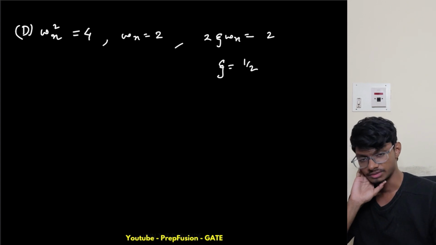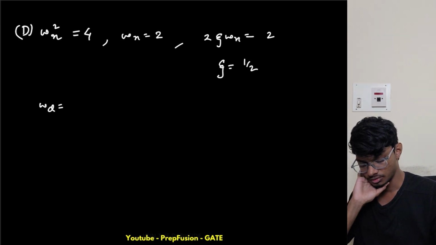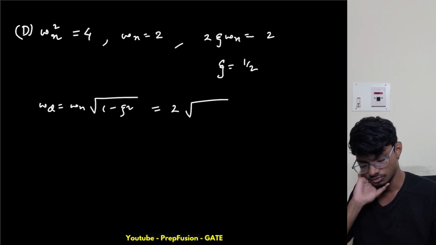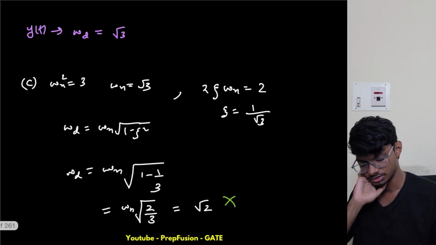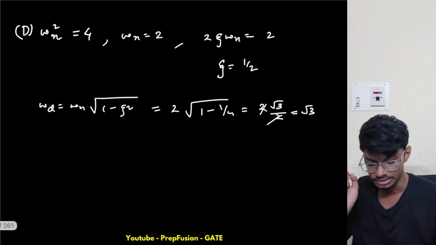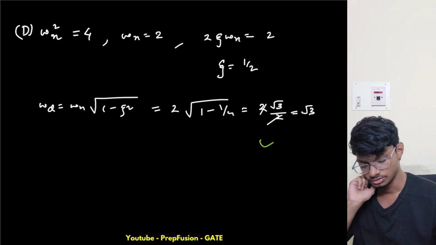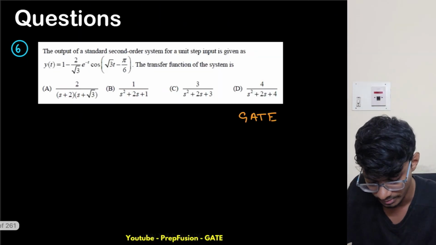So now obviously replace this here. So omega d equals omega n under root 1 minus zeta square, which equals, omega n is 2 and zeta square is 1 by 4. So this becomes 2 under root 3 by 2. So this becomes under root 3, which is my desired omega d, right? So hence this one satisfies. So here option D will be my answer.